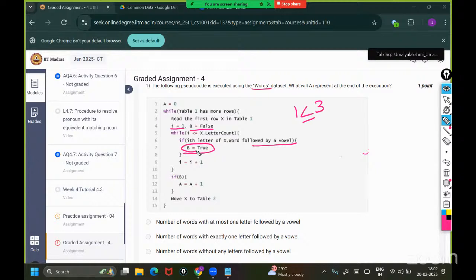Again, it will check for the next element. If that is also a vowel, B remains true. Then we'll check the third element. If that is also a vowel, we'll again change it to true. So this is what we are doing in this step. If B is true, we are incrementing the A count. So what are we trying to do here exactly?